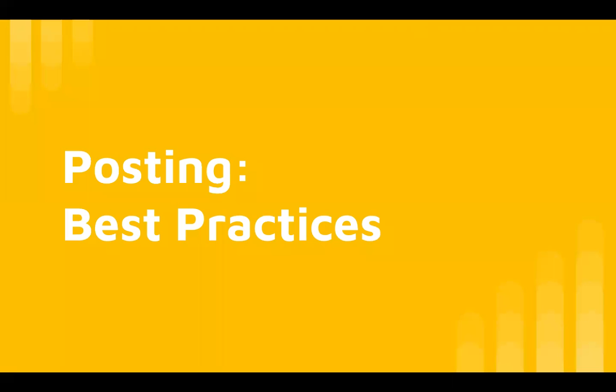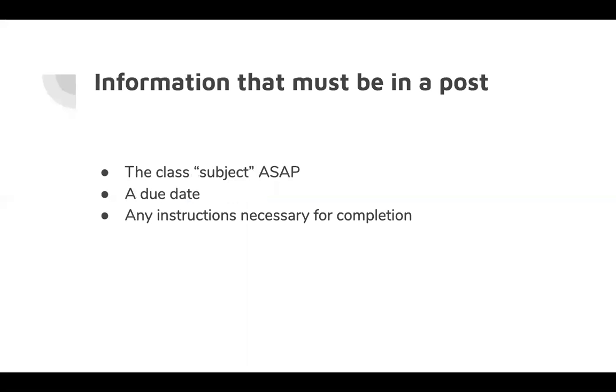So to begin, posting best practices. There's certain information that must be in a post, and I'm extending this information to also be in the title of any activity that you assign your students. So the class subject should show up as soon as possible, either in a journal caption or in an activity assigned to students. It should include the due date in that information.